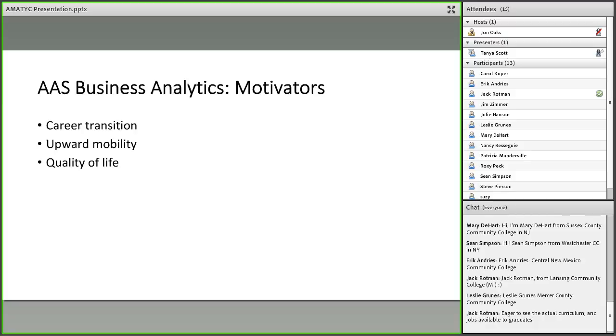So the motivators for students in our program are career transition, as I've said, upward mobility, as well as quality of life. They really want to enter into a position where they'll be happy now. So when they were younger, they might have gone into a career because they needed money and they needed to start a job. But now that they've been out working for a little while, they're much more focused on being happy with the type of job they have. And they're looking for something that is a little bit more diverse and might give them more opportunity to work on different kinds of projects. And analytics certainly fits that bill.